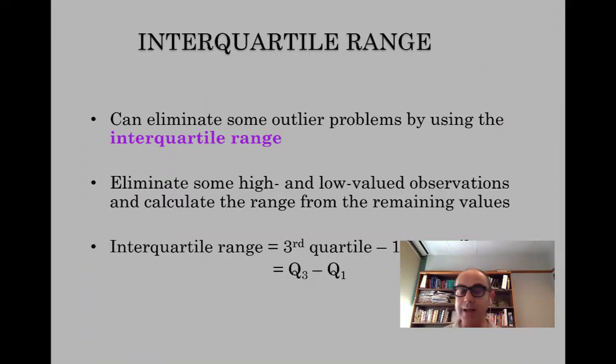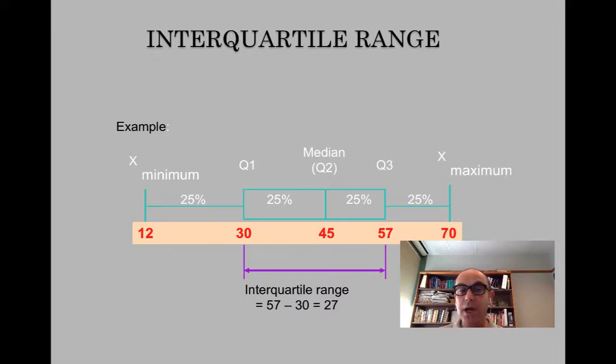And the interquartile range is the next step, so it can eliminate some extreme values. The idea here is that you eliminate some high and low value observations and calculate the range for the remaining values. So in this case, quartile 3 minus quartile 1 will give it to me. With the minimum, maximum, quartile 1 and quartile 3, we have the ability to say where the range is in that set.